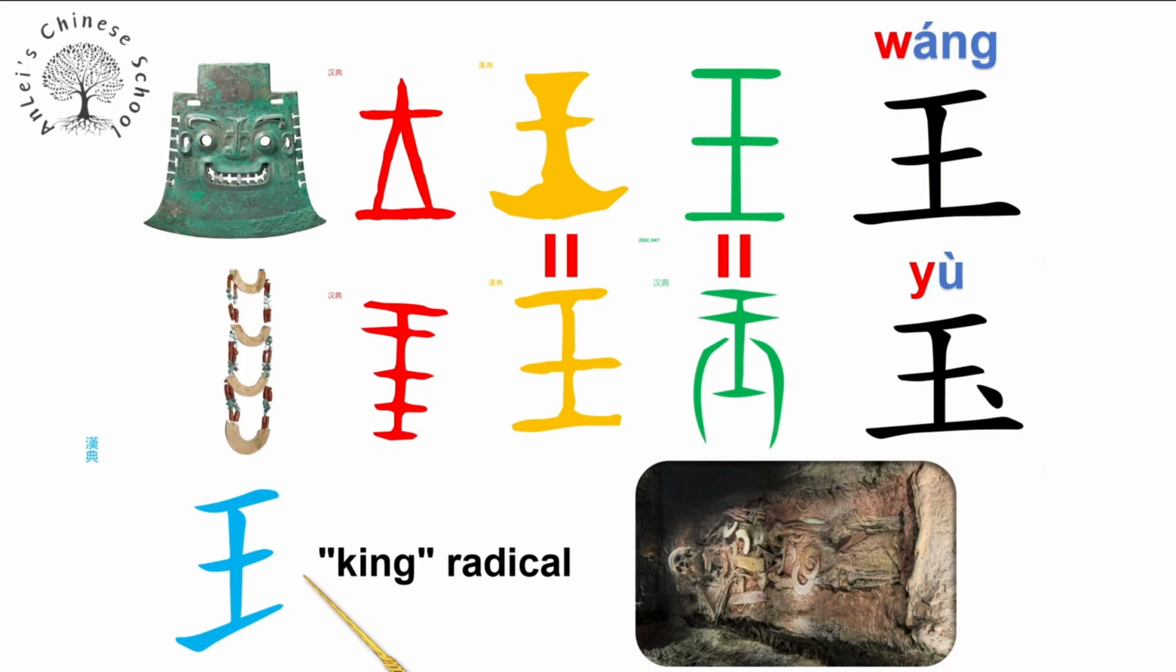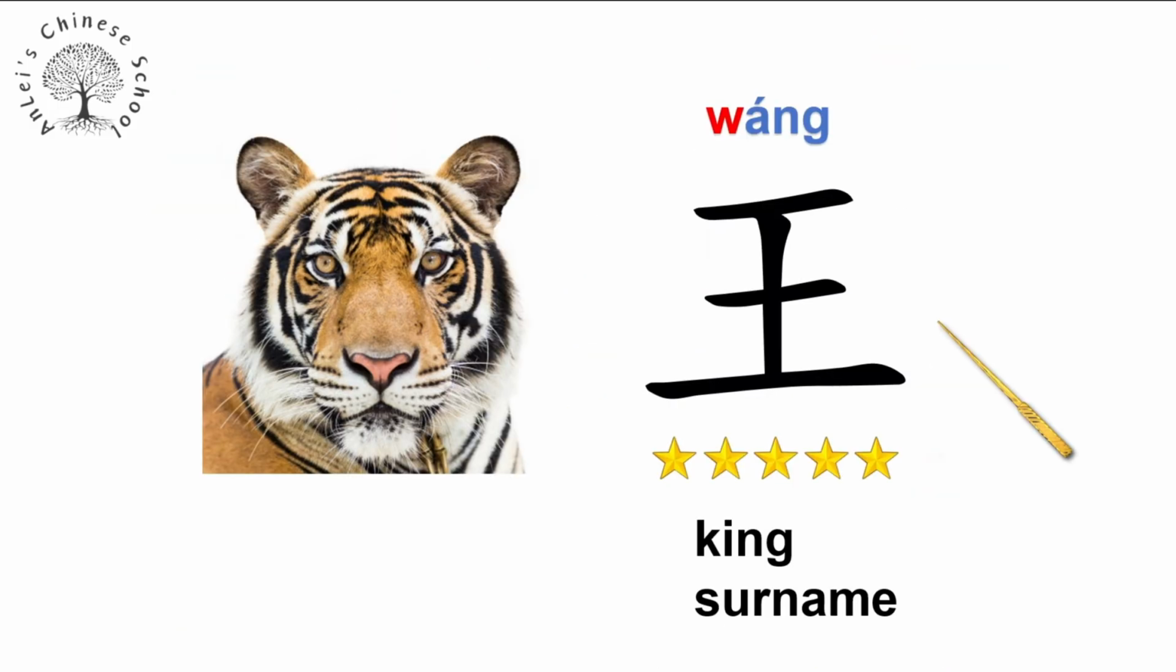If you find a Chinese given name with a king radical on the left side, that means this is a character related to beautiful jade. I'm afraid that only the Chinese people have such a deep and enduring passion for jade in the whole world. Wang, king, surname. Chinese people believe that a tiger is the king of the beasts because the patterns on his forehead happen to resemble the Chinese character Wang, king.